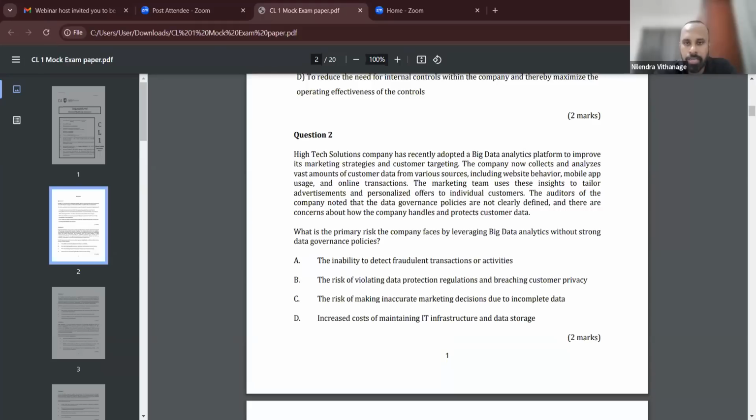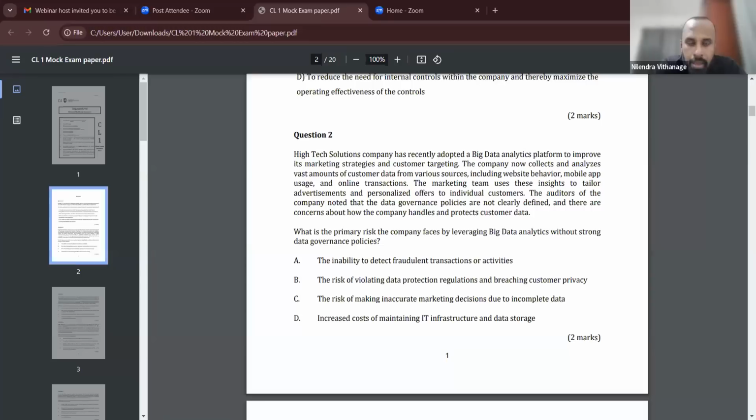What is the primary risk the company faces by leveraging data analytics without strong data governance policies? Without strong data management or data governance, what is the risk that the company is running into? Students, what can happen? Data can be leaked. Very sensitive data can be leaked because of cybersecurity threats.